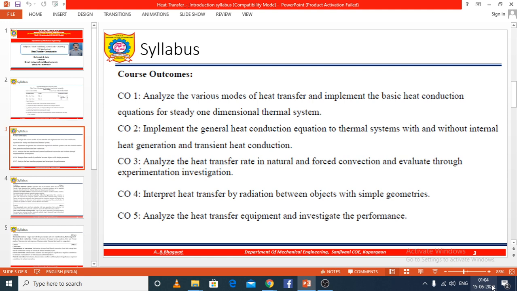CO3, analyze the heat transfer rate in natural and forced convection and evaluate through experimental investigation. CO4, interpret heat transfer by radiation between objects with simple geometries. And CO5 is analyze the heat transfer equipment and investigate the performance. So these are the five COs, course outcomes, of this subject.